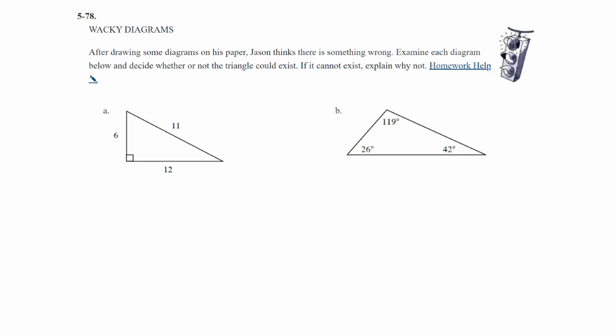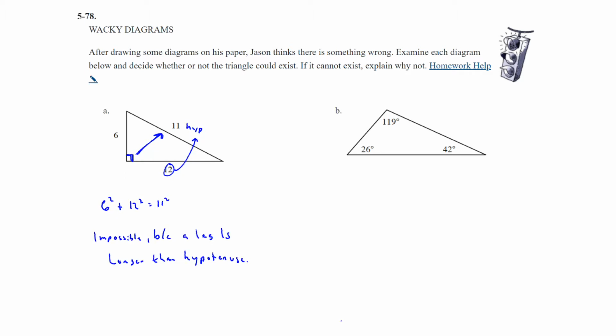In part A, we're given all three side lengths. For this to work out, we need to make sure the Pythagorean theorem works, which means 6 squared plus 12 squared is going to be equal to 11 squared. Now, we don't even need to go any farther, because the hypotenuse should be the longest side. Since 12 is a leg, it represents the longest side as a leg. Therefore that's impossible, because the side across from the 90-degree right angle has to be the longest side. So on part A, it is impossible, because a leg is longer than the hypotenuse.